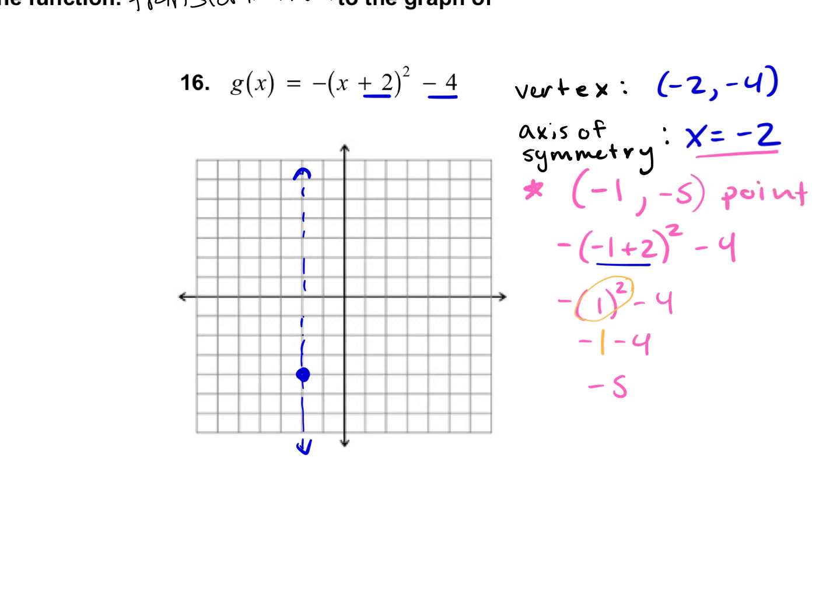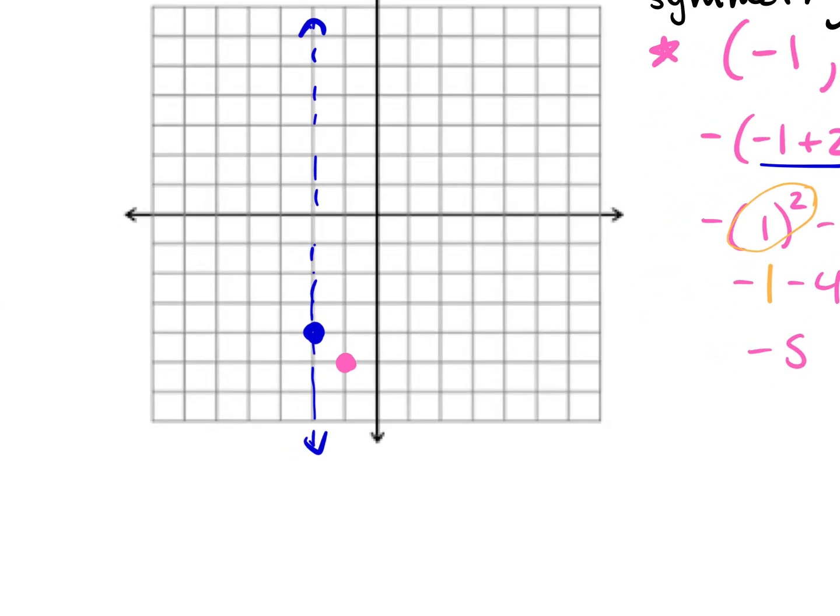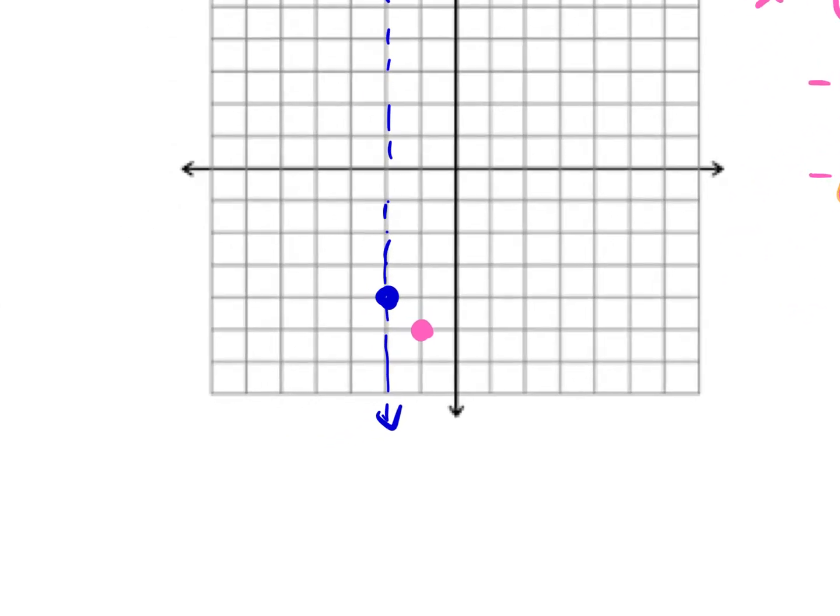So we're going to go to the left to -1 and down 5. How do we know where our third point's going to be? We could plug in another number, but what's easier? Same thing on the other side. We know that our axis of symmetry is a mirror, so we can just have the same thing on the other side. Once we have our 3 points, we can draw our parabola.